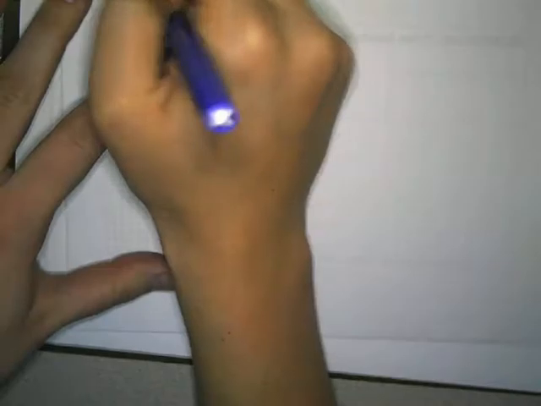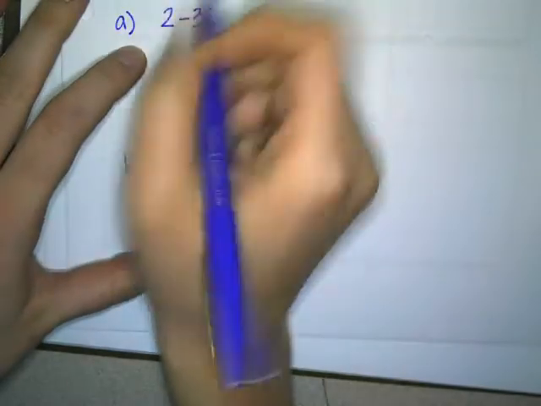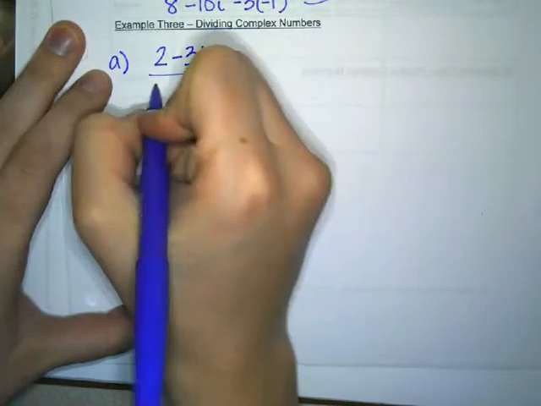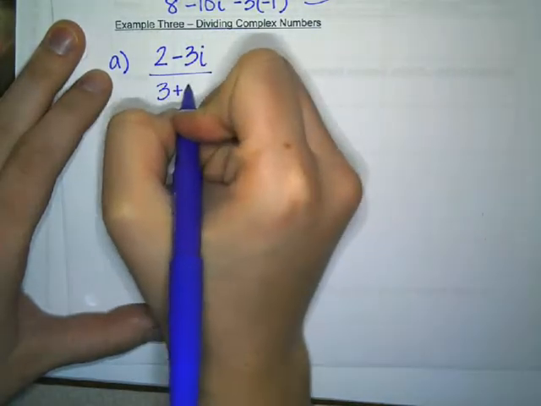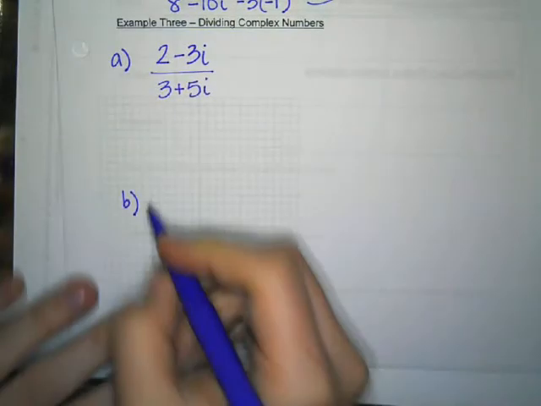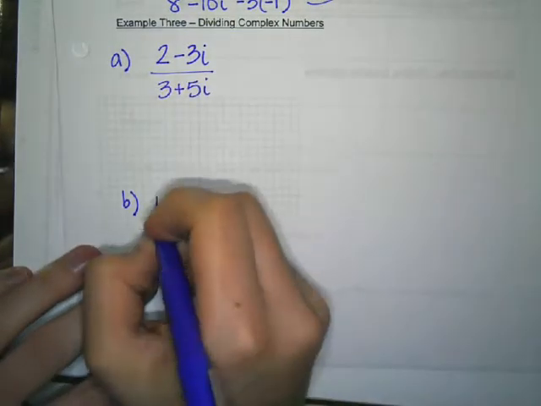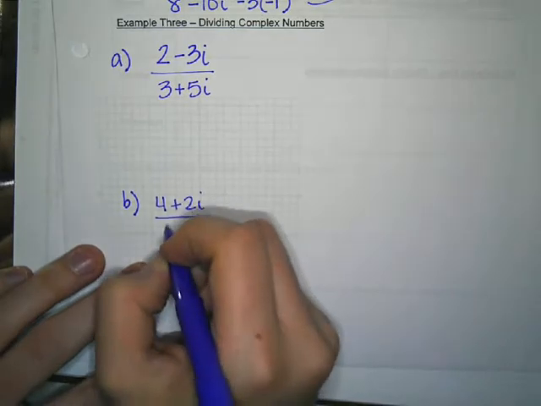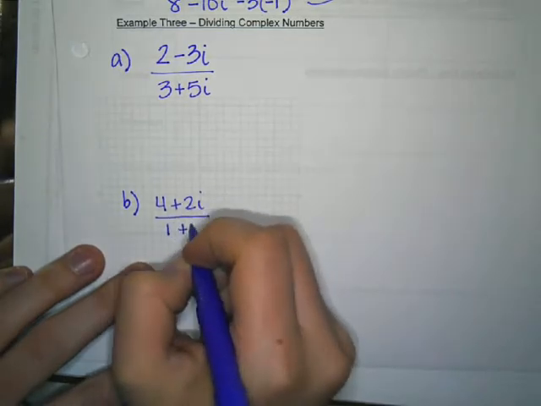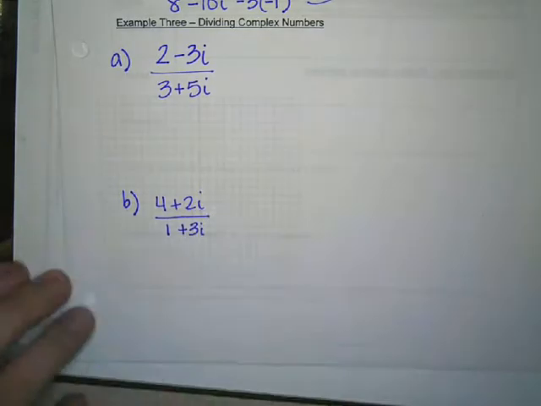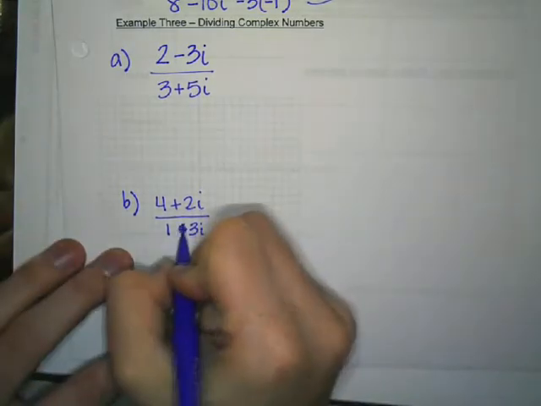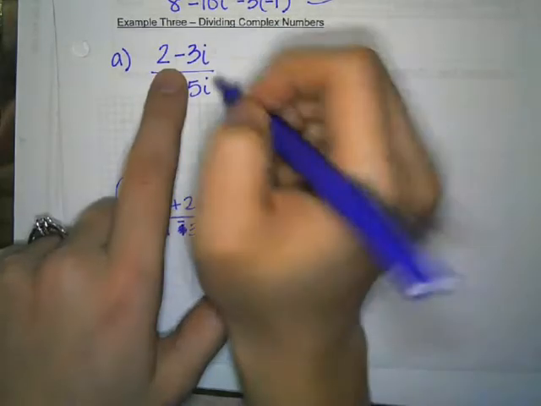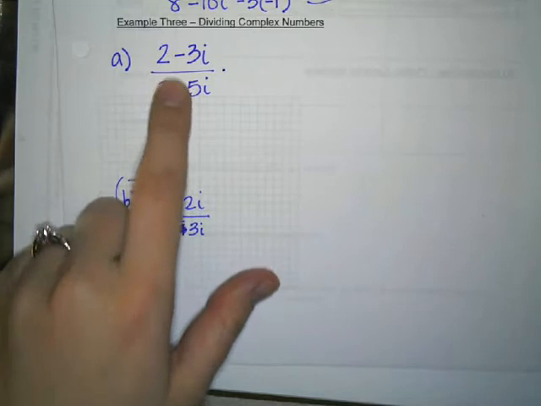So 2 minus 3i. I really like that 2 minus 3i. Sorry. 2 minus 3i divided by 3 plus 5i. And then we'll do 4 plus 2i divided by 1 plus 3i. Oh, I'm going to make that 1 minus 3i. We're going to save B for Monday, but we are going to do this one together. If there needs to be pauses with announcements in a second, that's all right.